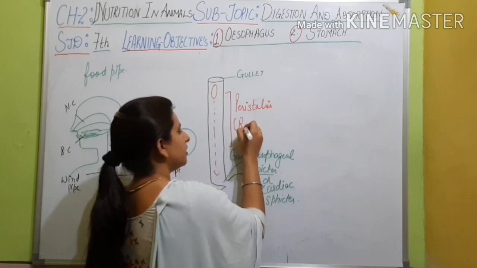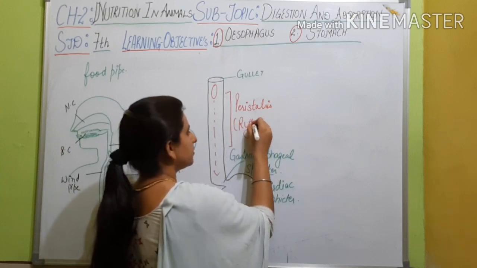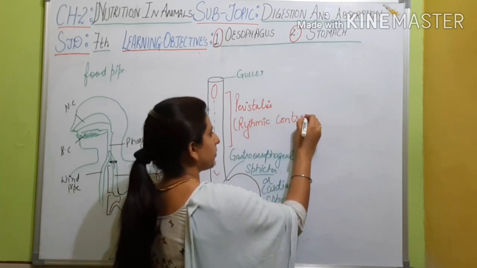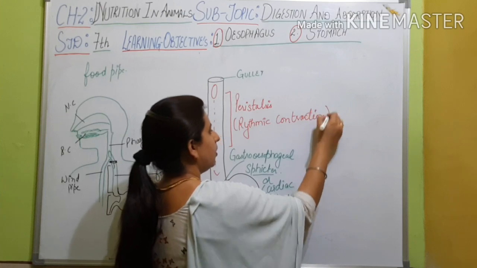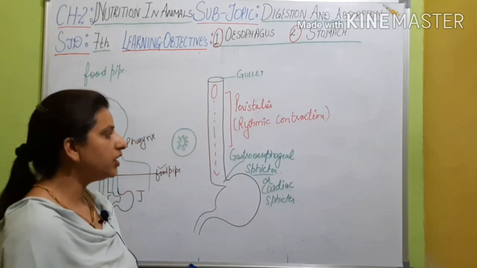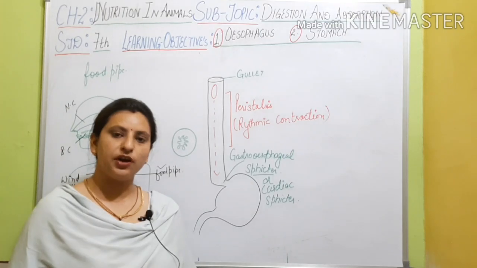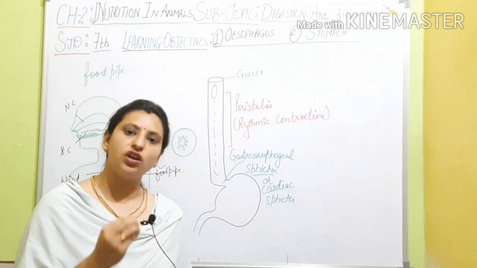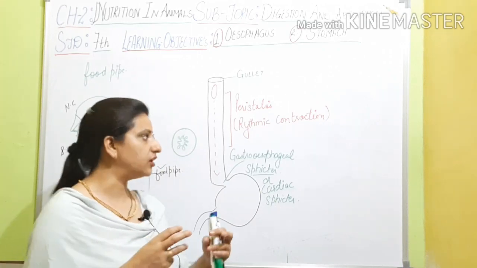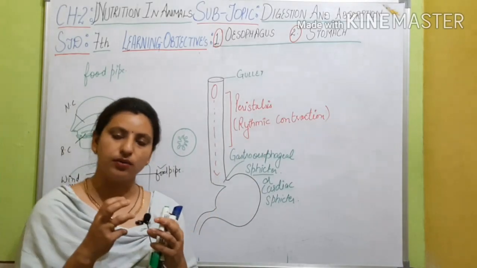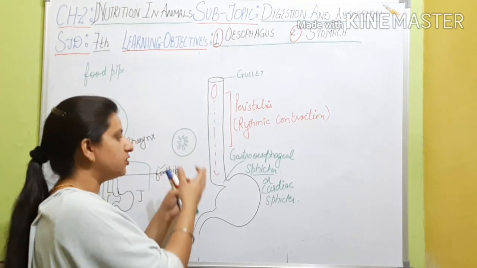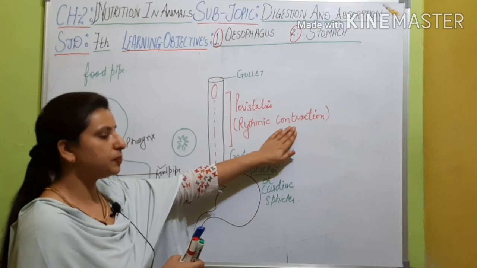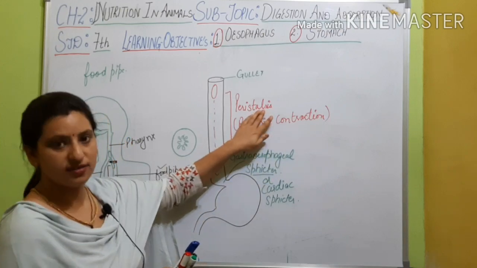and it is a rhythmic contraction. Rhythmic contraction means that it will move in a particular decided manner, it is not irregular, it is a regular manner of moving or contractions of the muscles which are present in between, and this rhythmic contraction is given a special name, that is called peristalsis.